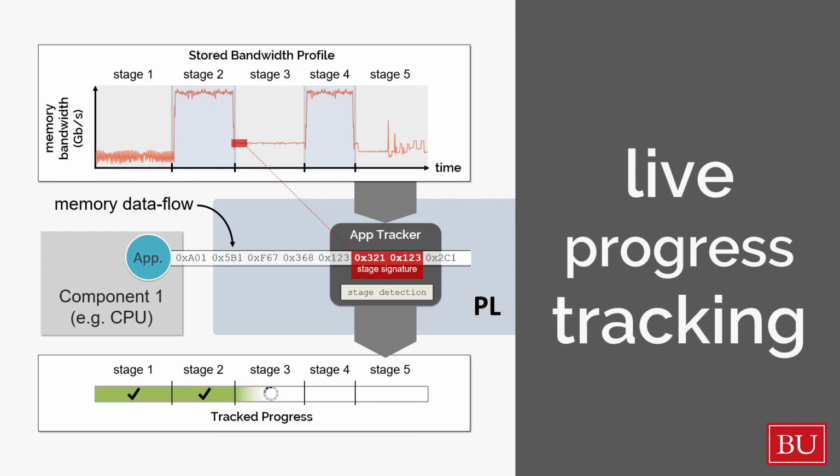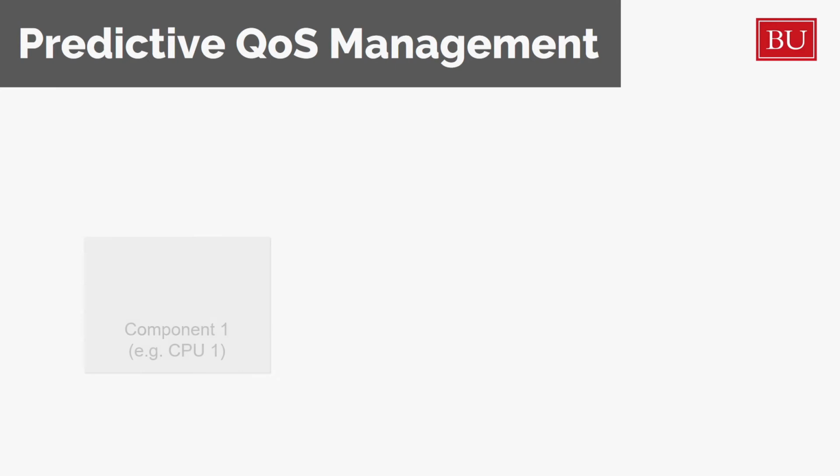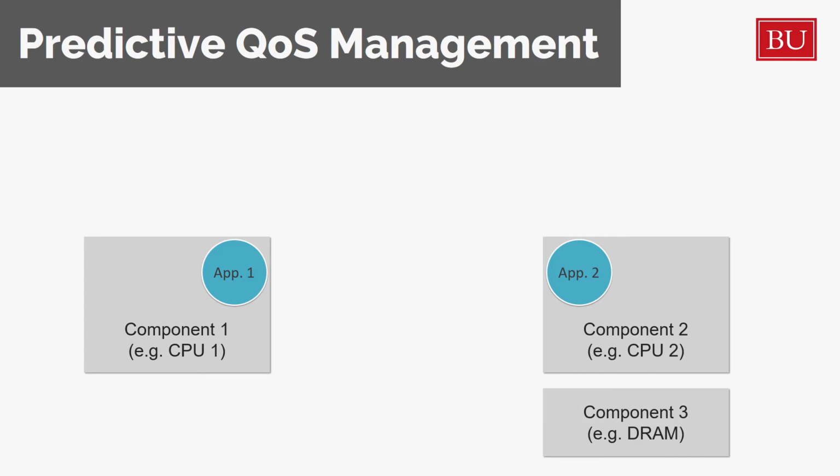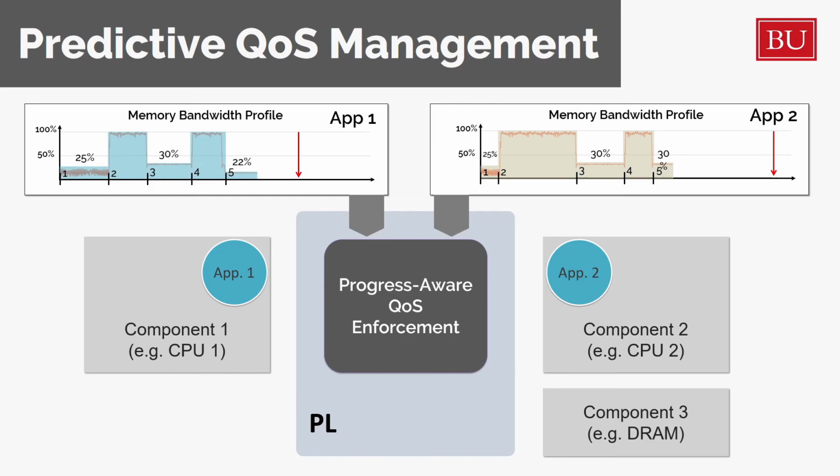And now, if we could combine this information from, say, multiple applications running on different components in the system, what we could do is take their profile and feed it into this progress-aware QoS enforcement. Based on that information, we can carry out meaningful decisions on what level of resource partitioning should be enforced at every point in time to guarantee that both applications can meet their temporal constraints.